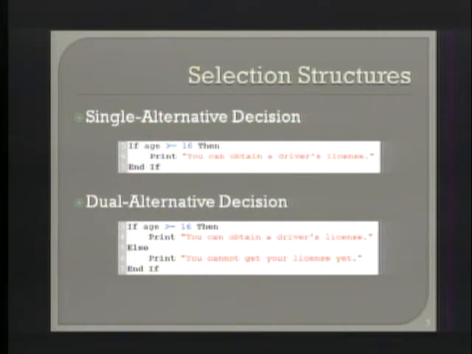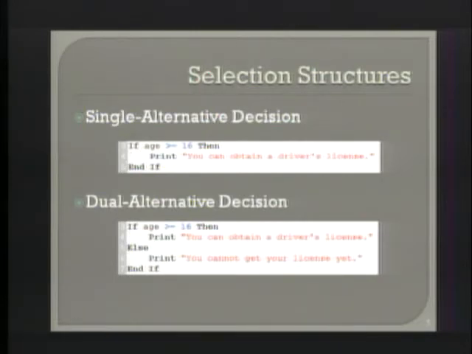But the question is asked right here, and in this case, the question is, is the age greater than or equal to 16? If the answer to that question is true, then it comes into the body of the decision. This is line 4. If the answer to that question is false, it skips over line 4 and goes directly from 3 over to 5. So there is no alternative. If it's true, you do something, otherwise you just move on.